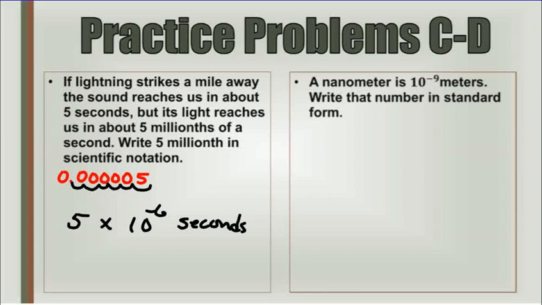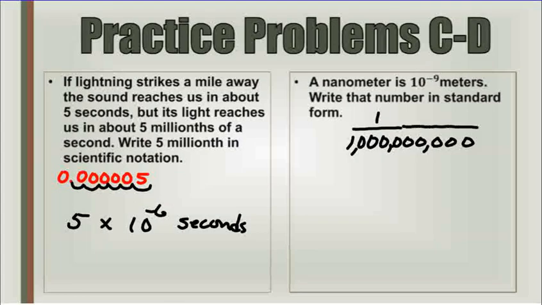And the last one, a nanometer, is 10 to the negative 9th meter. Write that number in standard form. So this would be 1 over, we have to have 9 zeros, 3, 4, 5, 6, 7, 8, 9. So this would be 1 millionth. So to write that in standard form, we would have 0, tenths, hundredths, thousandths, 10,000ths, 100,000ths, 1 millionth.